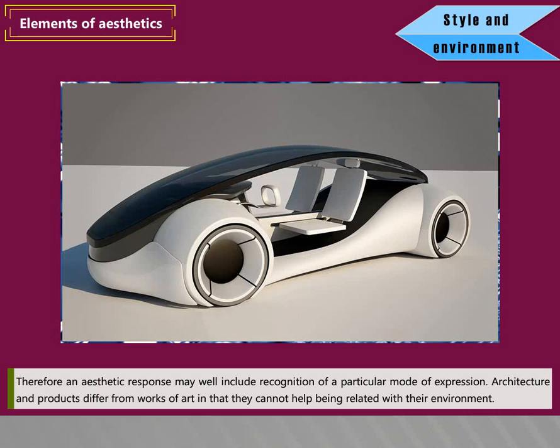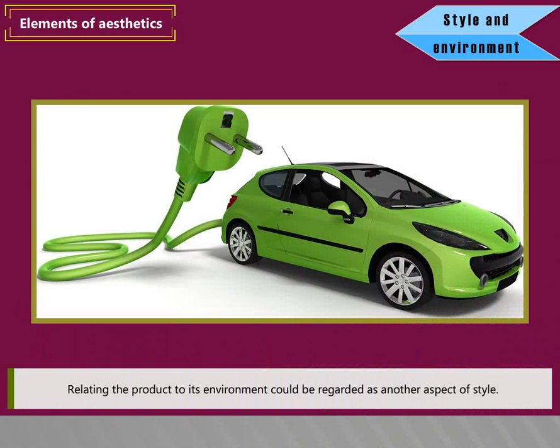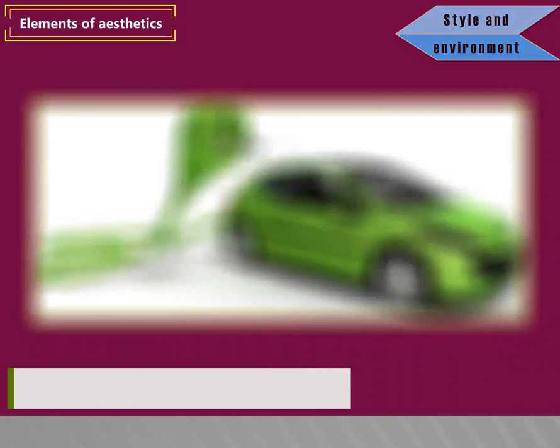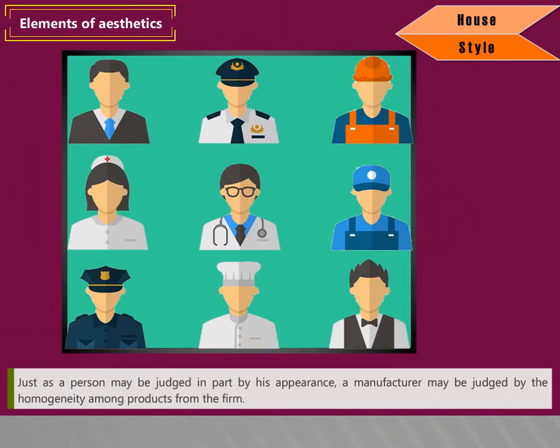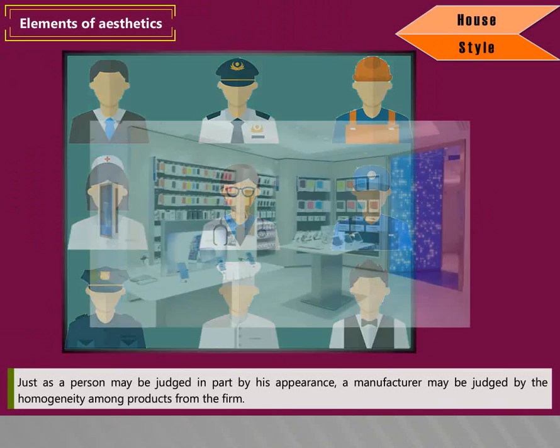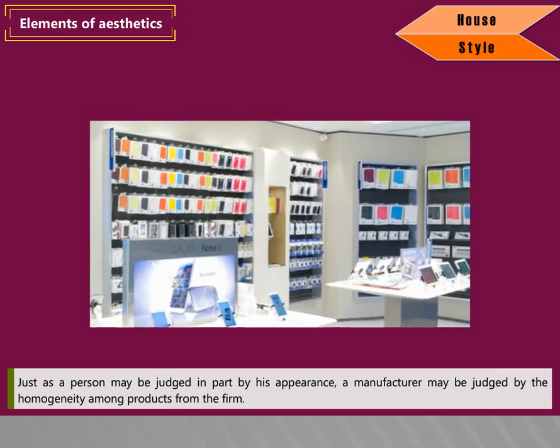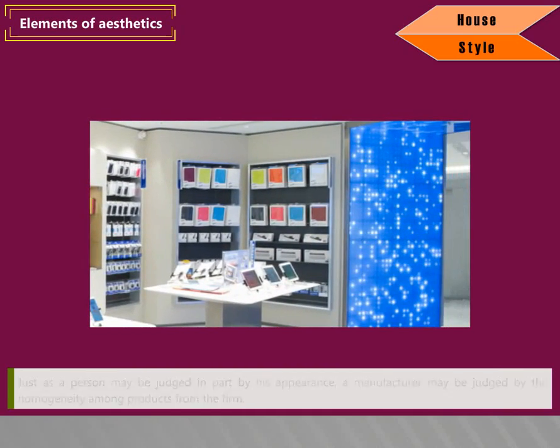Architecture and products differ from works of art in that they cannot help being related with their environment. Relating the product to its environment could be regarded as another aspect of style. House style. Just as a person may be judged in part by his appearance, a manufacturer may be judged by the homogeneity among products from the firm.